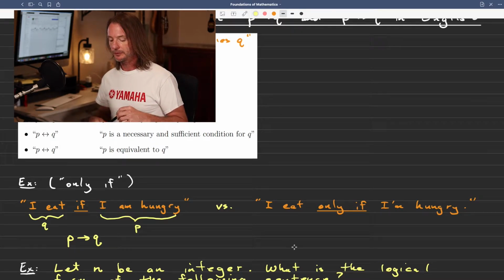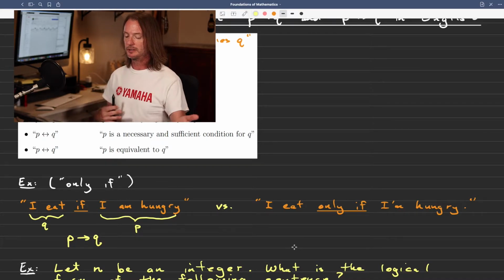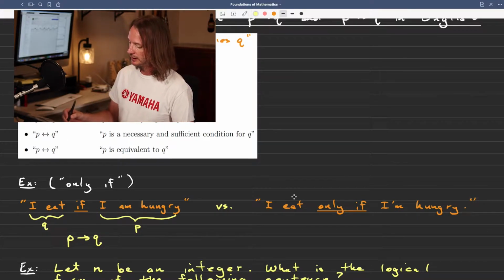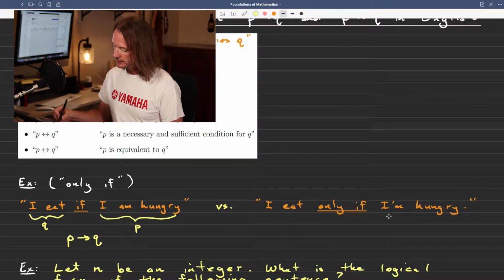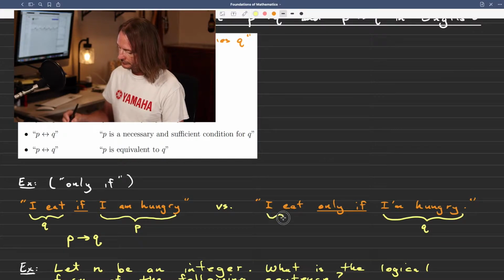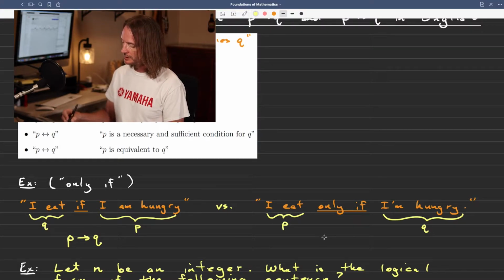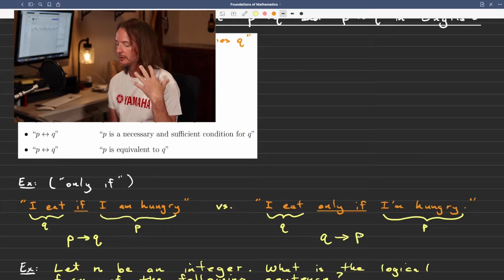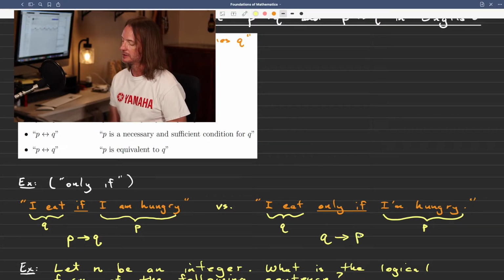So it's not necessary to be hungry. It's just a condition: if I'm hungry, then I eat. But I might also eat if I'm not hungry. But when you say it the second way, I eat only if I'm hungry, what that's doing is, I'm hungry is the conclusion. Well, maybe I should label it the opposite way. Let me make the labeling match what I had before. So if this is Q and this is P, now we're talking about Q implies P. The fact that I'm eating implies that I'm hungry is what this sentence is trying to say.